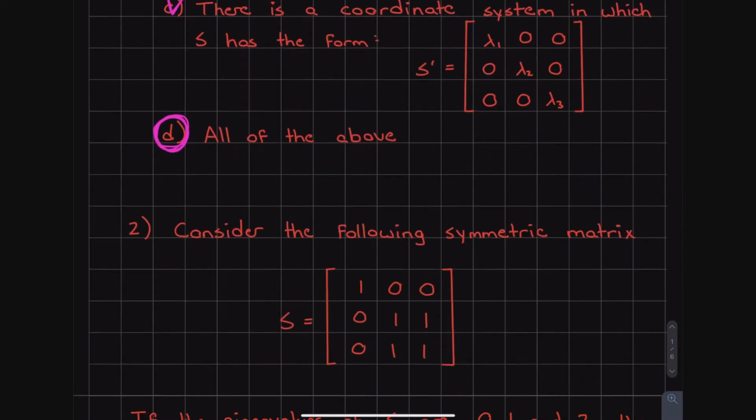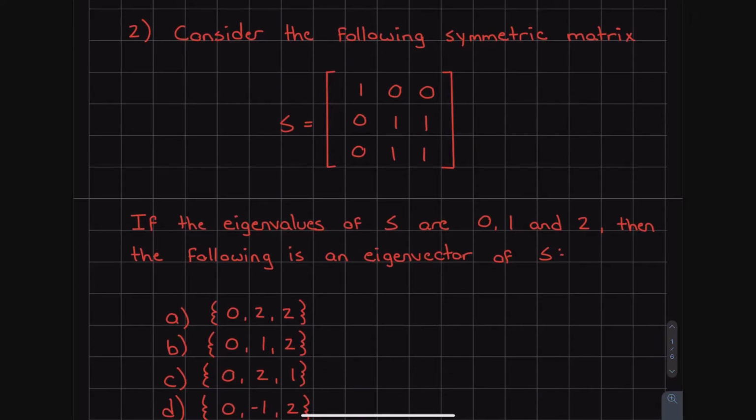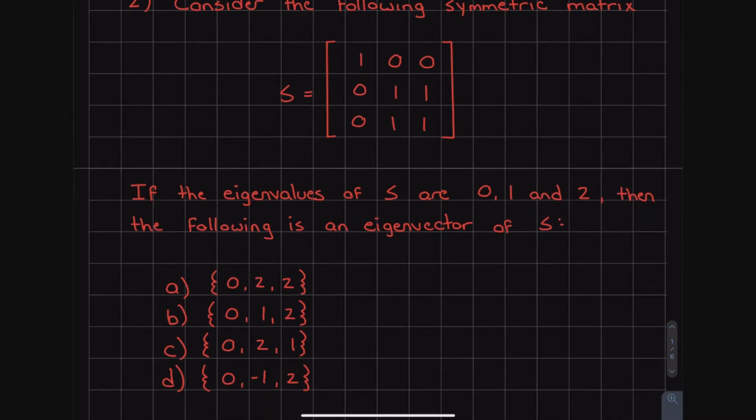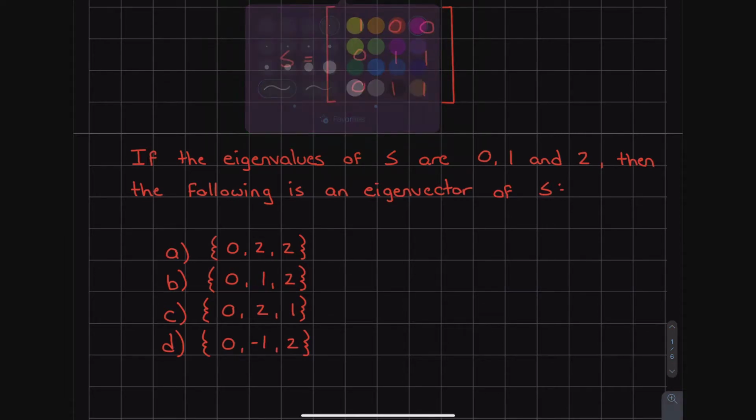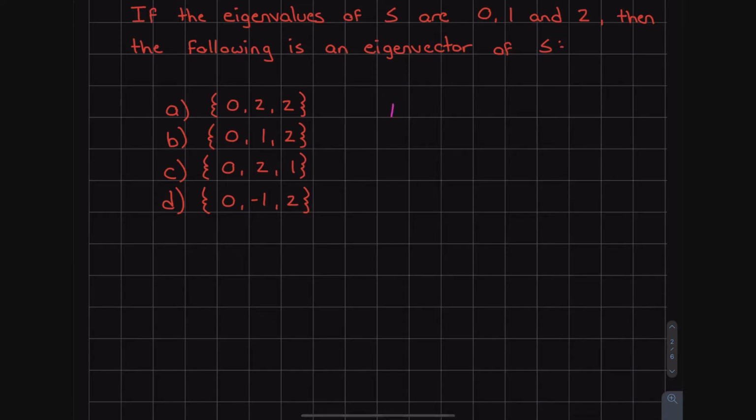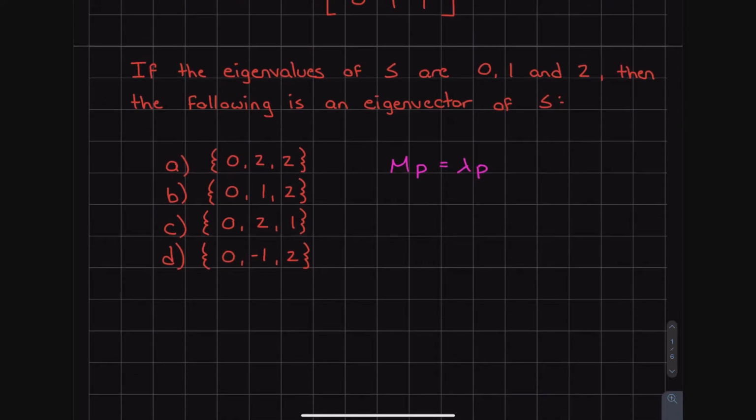Now we can come down to question number 2, which again says, considering the following symmetric matrix, if the eigenvalues of S are 0, 1, and 2, then the following is an eigenvector of S. So this question's kind of funny because it doesn't really utilize the properties of a symmetric matrix. It just wants you to figure out what an eigenvector of the matrix is. And the best way to do this is by just going to the definition of an eigenvector. So remember, for an eigenvector, which we'll call P, M of P is equal to lambda P. So all I'm going to do is substitute these values in and just see if the statement holds true for all three.